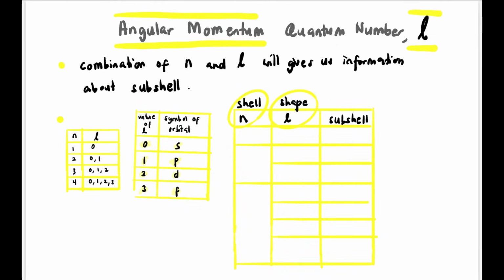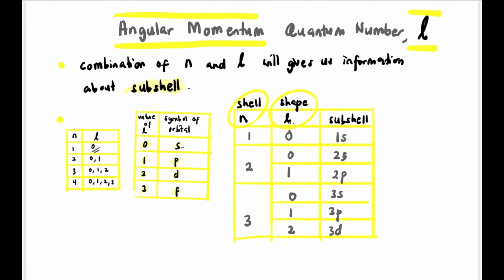So combination of n dengan l will give us information about the subshell. Okay, di dalam shell ada subshell. Kalau kita refer tadi dua table tadi kan, kalau n equal to 1, l yang ada adalah 0, jadi dia punya subshell akan jadi 1s. Kalau n equal to 2, kita ada dua possibility. l sama dengan 0 ataupun 1. Kalau 0, dia akan jadi 2s. Kalau 2, 1, dia punya combination dia akan jadi 2p orbitals. Macam mana kalau n equal to 3, l dia akan jadi sama ada 0, 1 or 2. Jadi kalau 3, 0, 3s, 3, 1, 3p. Kalau 3, 2, dia akan jadi 3d.